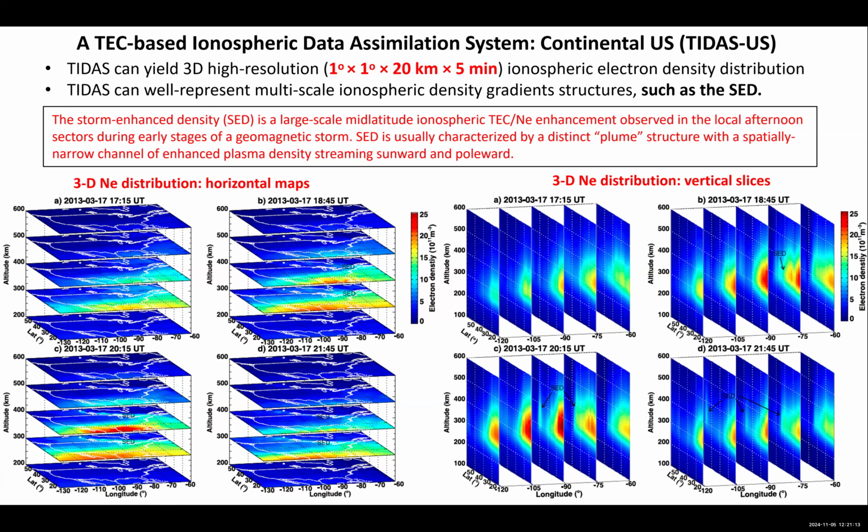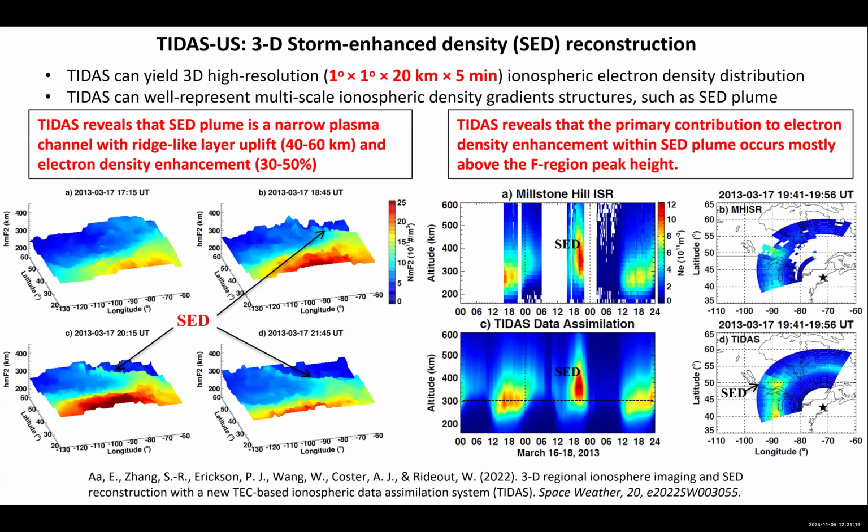So we would like to see what new scientific insights TIDAS can provide us. Here we show two examples. In the left panel, we show the shaded contour of the F2 region peak density and the peak height, NmF2 and HmF2. So you can see the temporal evolution of the electron density.